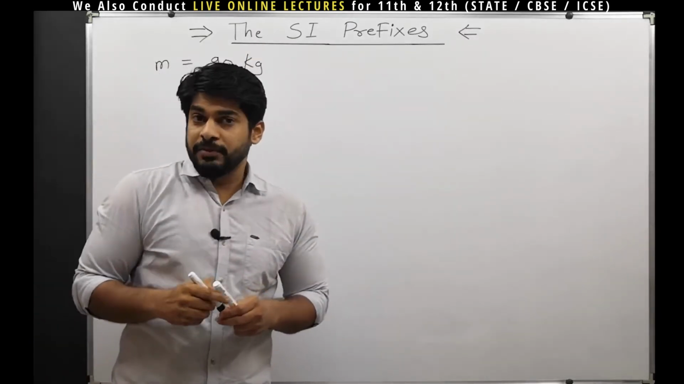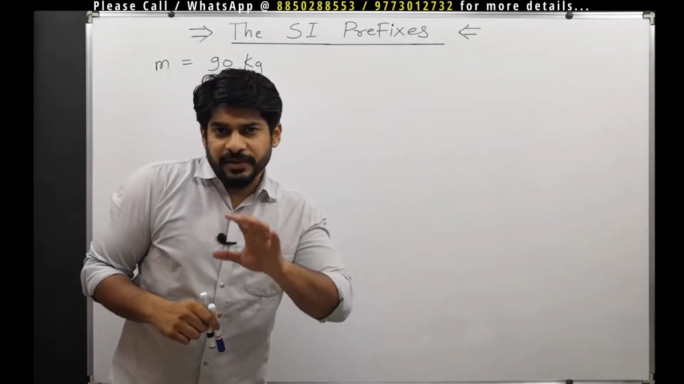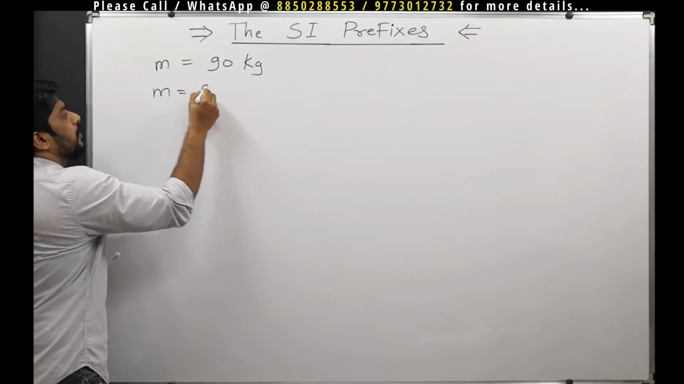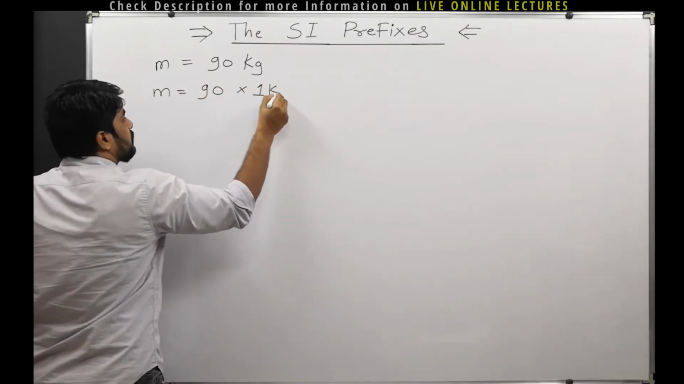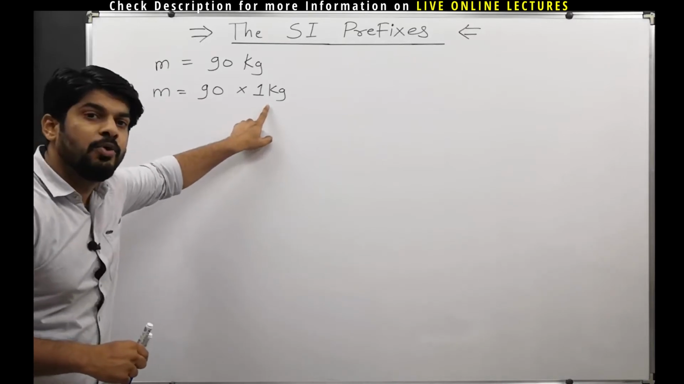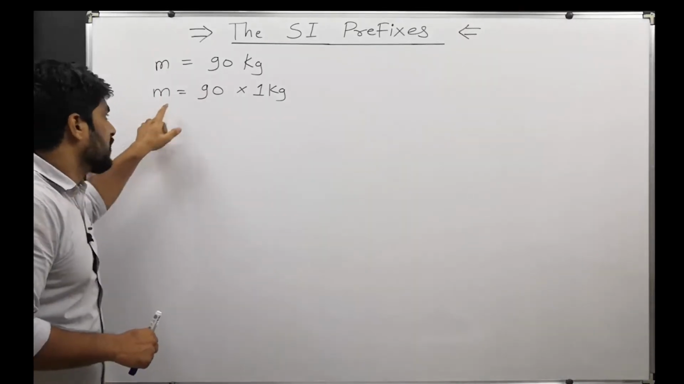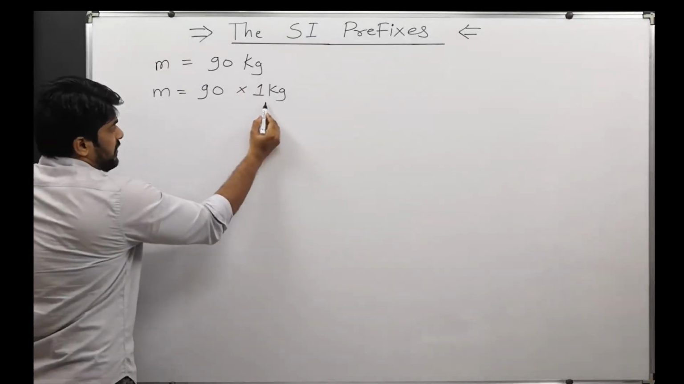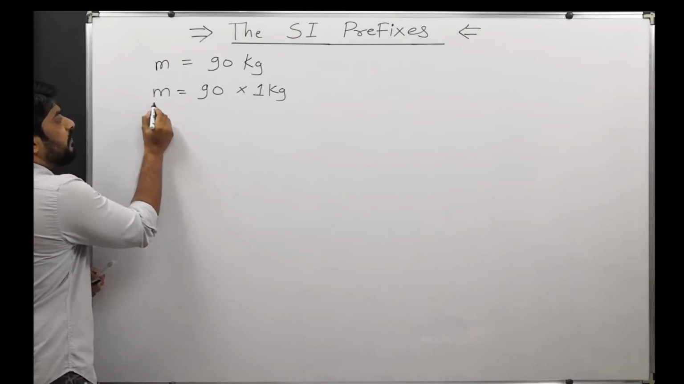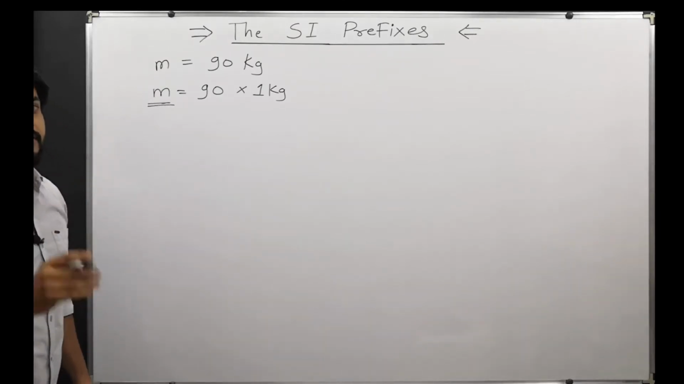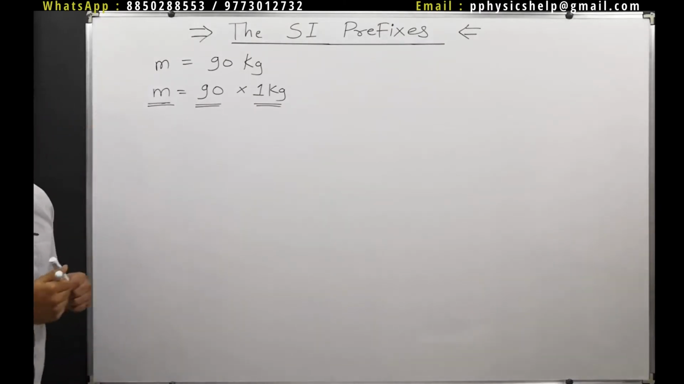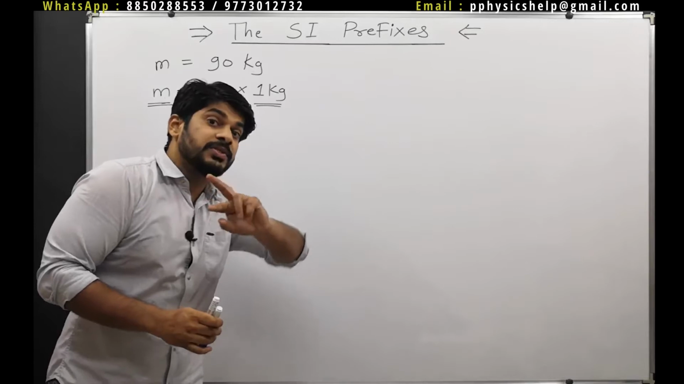Now, when I am writing M equal to 90 kg, here exactly I am not writing 90 kg. What I am writing is M is equal to 90 times 1 kg. And we know the SI unit for mass is nothing but 1 kg, isn't it? That is the SI unit for mass. So you can see here my mass is 90 times 1 kg. So here you can see any physical quantity like this mass is represented using two terms. You can see this is first, this is second. So any physical quantity requires two terms to describe it completely.